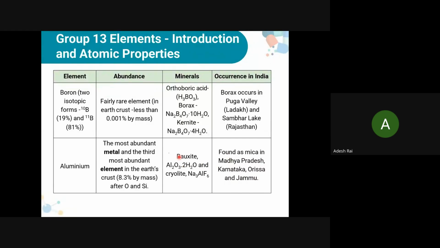And where do we get these minerals? They are found as mica in Madhya Pradesh, Karnataka, Odisha, and Jammu. So if you don't remember the regions, it's fine, but remember from which mineral we are going to extract these elements.